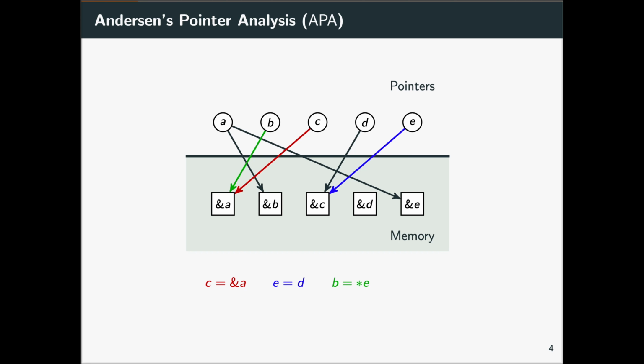Finally, a statement star D equals A tells us that all the pointers pointed by D may be assigned to A, and thus may point to whatever E points to. Since we have already discovered that D may point to C, we conclude that C may point to B and E. I hope this gives you the general idea.